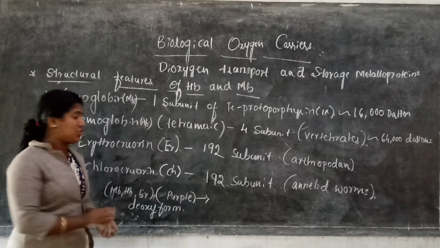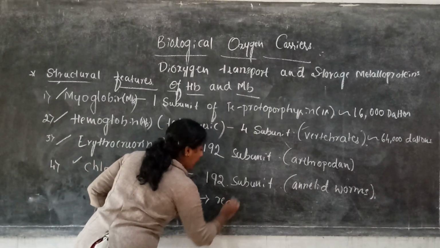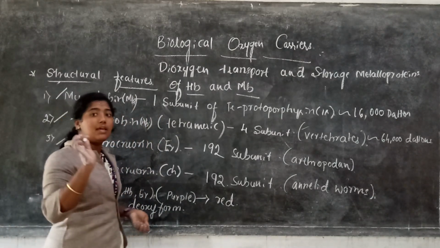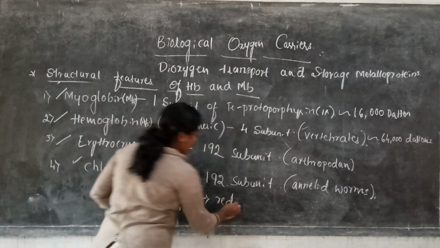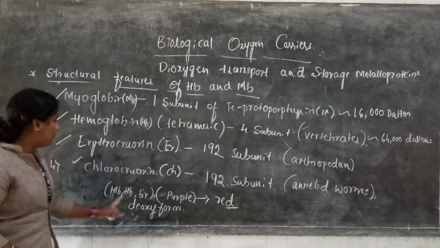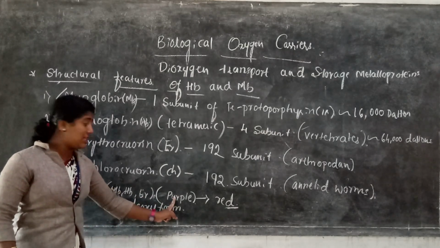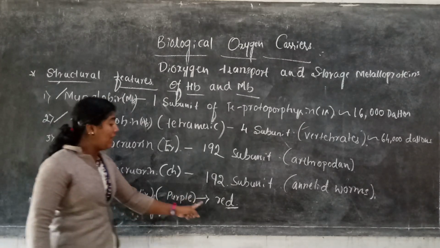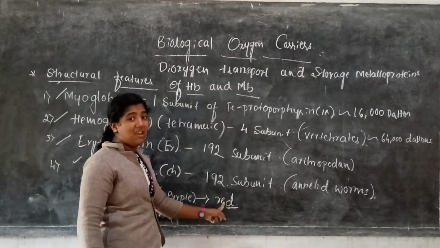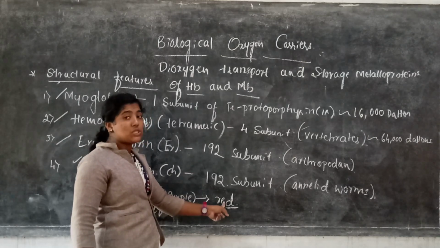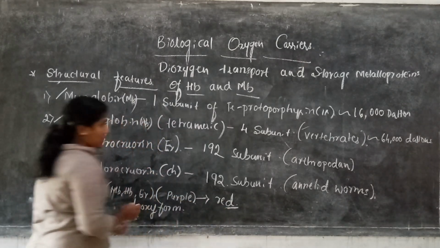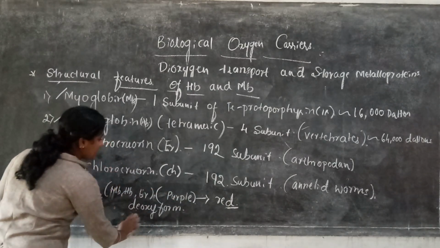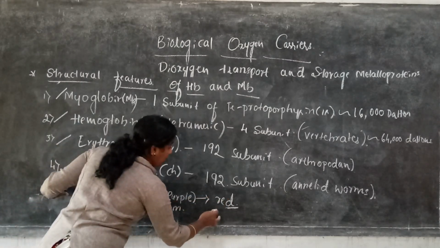After oxygenation, it converts to which color? Red color. So in our blood also, we see red color. So in myoglobin, hemoglobin and erythrocruorin, before oxygenation the unit is purple, then after oxygenation, when it becomes the dioxygen form, it converts to red color. What is the reason for having the red color? We will discuss that later. In the deoxy form these are purple and convert to red color.